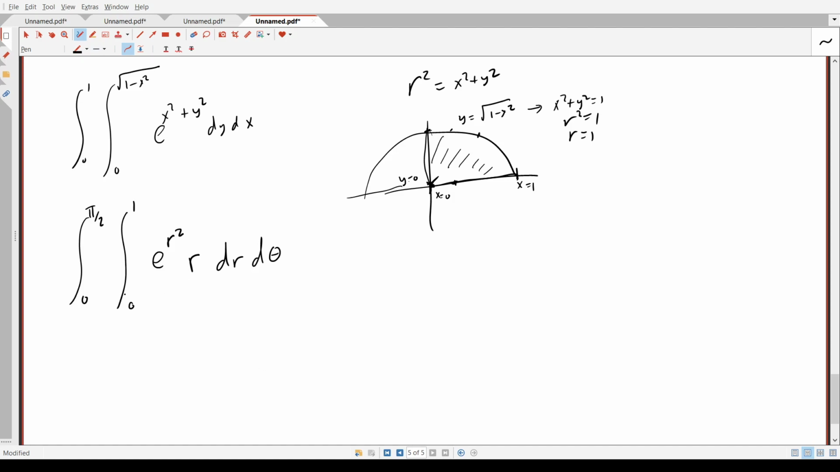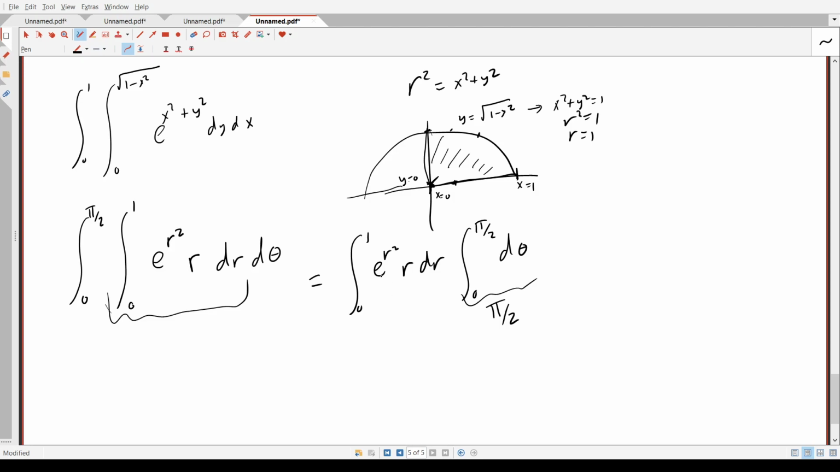Now note that this doesn't always happen, but it's a lot more common with polar coordinates, that this doesn't depend on theta. Okay, so I can pull this out and write this as the integral from 0 to 1 e to the r squared r dr times the integral from 0 to pi over 2 d theta. So that doesn't always happen. It sometimes happens, but it's not uncommon for it to happen either. Okay, so this right here, that's going to be pi over 2. And then I need to evaluate this.